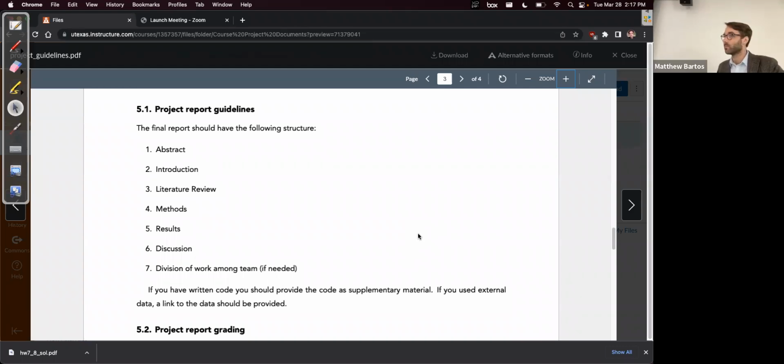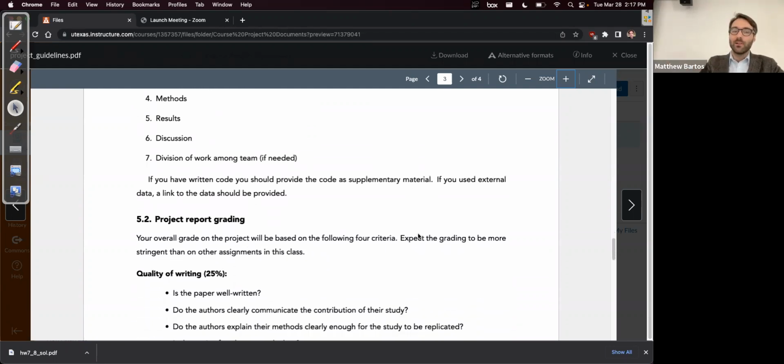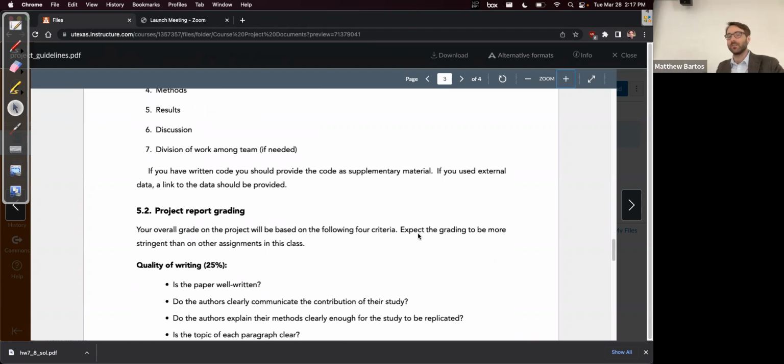If you wrote any code for the project, it should be included in the supplemental material. You can either upload code directly or print out a PDF of the code and include that in your PDF document. Also, if you used any external data, a link to the data or a copy of the data should be provided. Note, in Gradescope, I don't know if they allow you to upload zip files or code or anything like that. So just send it to me via email if you used any code or external data.